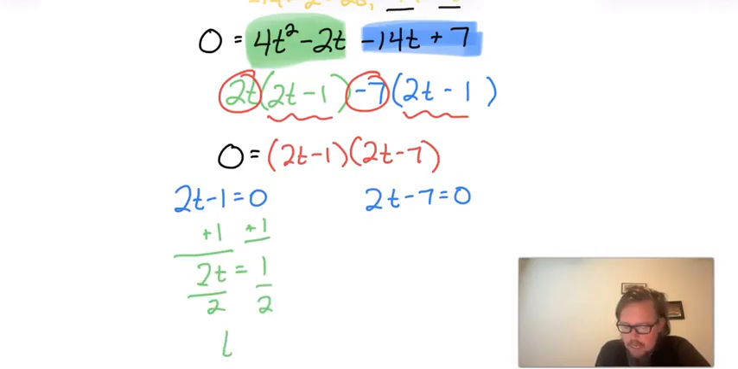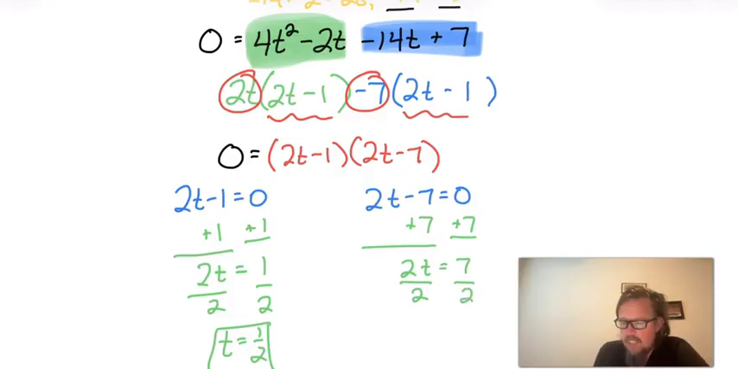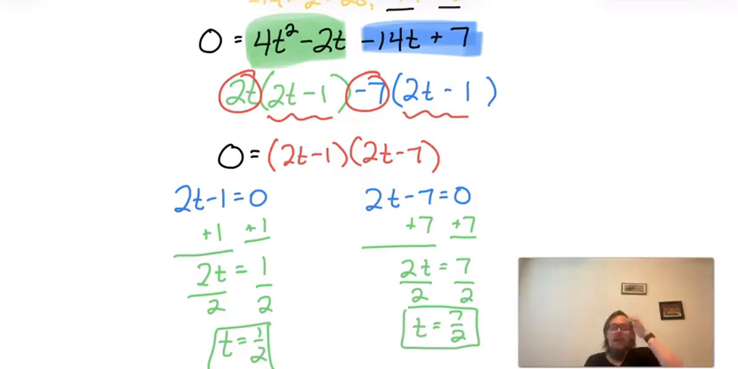So one of our answers is a half. And over here we'll add 7 and divide by 2. So our other answer is 7/2. Or if you like decimals, it'd be 0.5 and 3.5. But who likes decimals? Okay, 1/2 and 7/2.